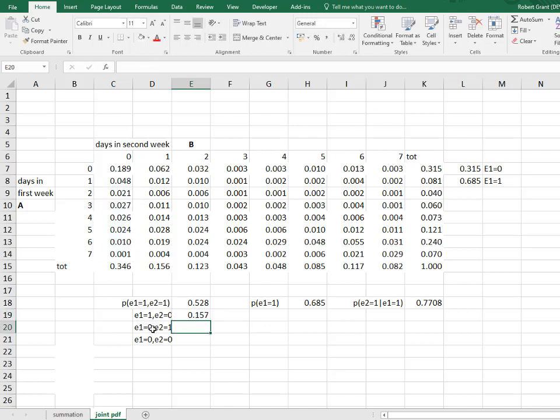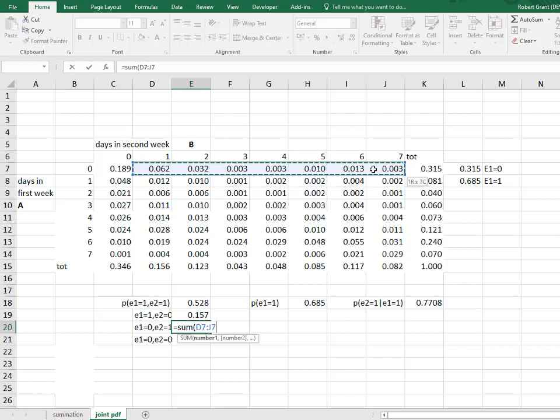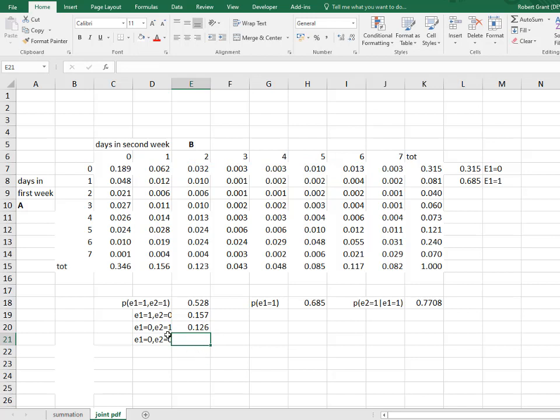The chance that they didn't get work in the first week, but they did get work in the second week, is the kind of the opposite ones up here. So nothing in the first week, did get something in the second week. And the last one is they got nothing in the first week and nothing in the second week, and that's just that one sad case here that we had already. Nothing in both weeks.